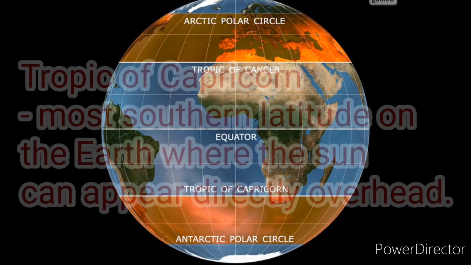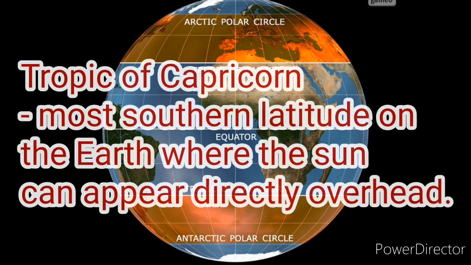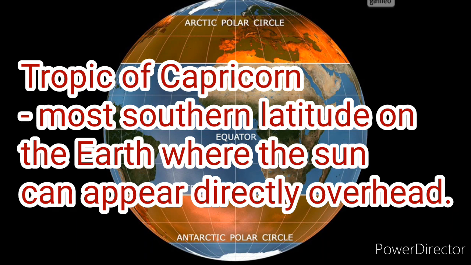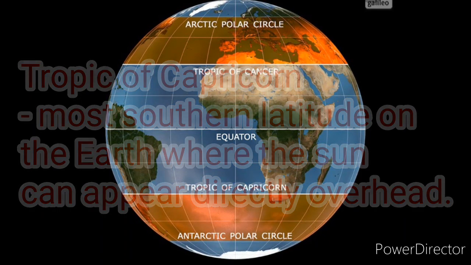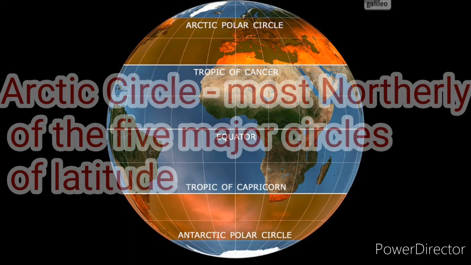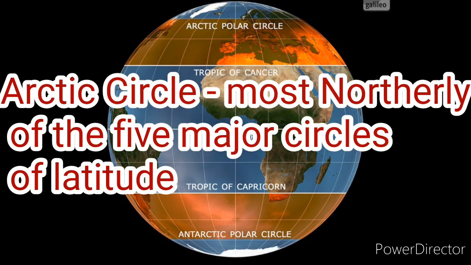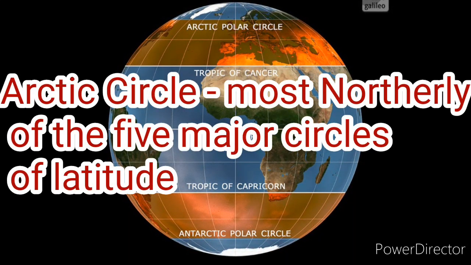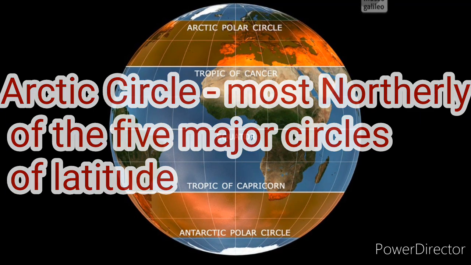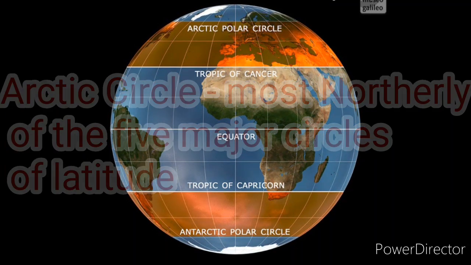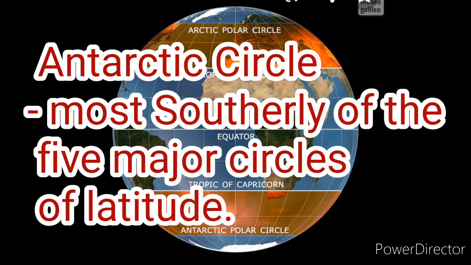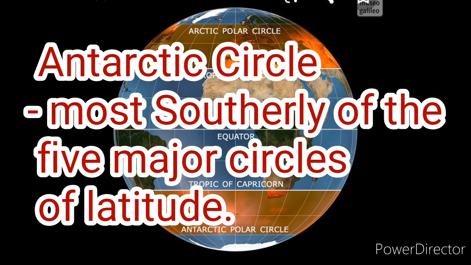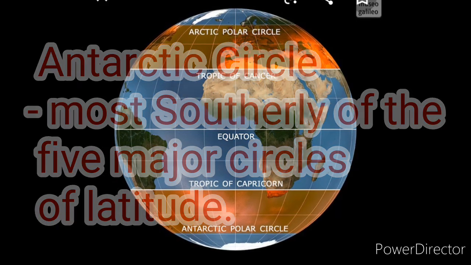Number 3, Tropic of Capricorn. It is the most southern latitude on the Earth where the sun can appear directly overhead. Number 4, Arctic Circle. It is the most northerly of the 5 major circles of latitude. And finally, the Antarctic Circle, the most southerly of the 5 major circles of latitude.